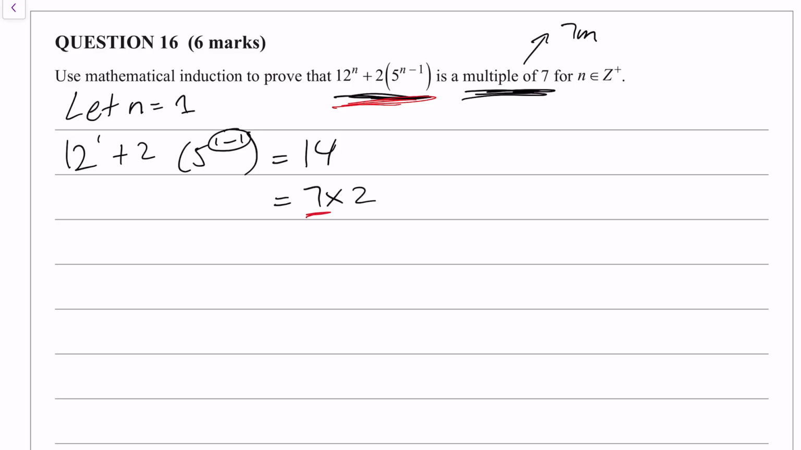Because if I write 14, that doesn't prove anything to me. I need to clearly indicate that 14 is a multiple of 7 because I can do 7 times 2. So it's a multiple of 7, and those are whole multiples as well. Okay, and then I would say therefore true for n equals 1. That is my first mark.